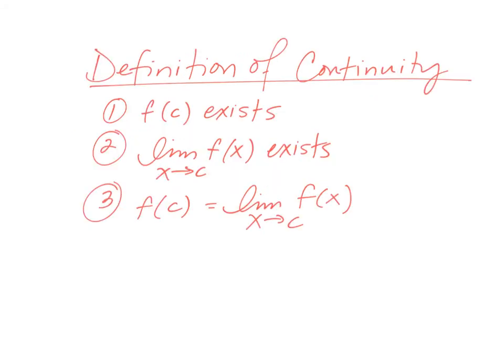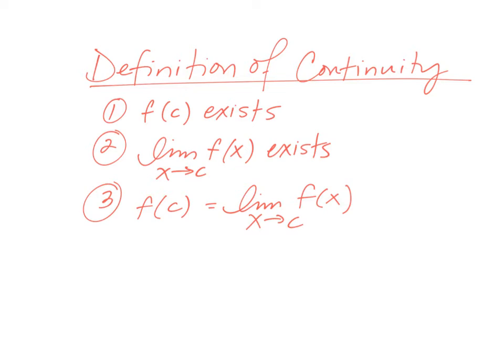So I've already stated kind of the general definition of continuity: no holes, no gaps, no asymptotes. This is our formal definition of continuity. So in order for a function to be continuous at a particular x value, which we will call c, three things have to happen. Number one, the function value has to exist. What that means is that on the function, there is a solid point somewhere at that x value.